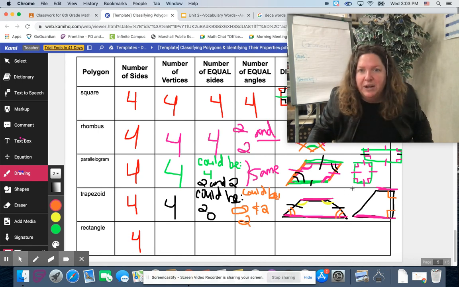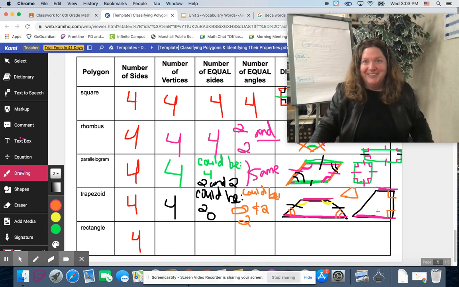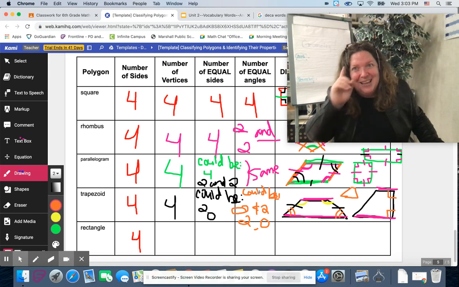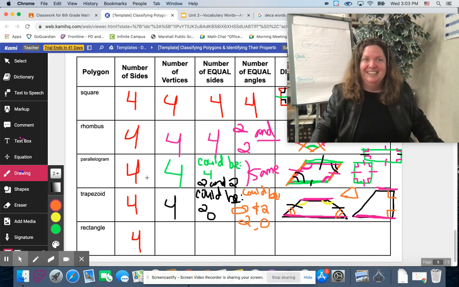What if we drew one that was like this? That didn't have any right angles at all. That would be 0. So it could also be 0. So it could be 2 and 2. It could be 2, or it could be 0. Geometry is fun and also tough. You really have to think.